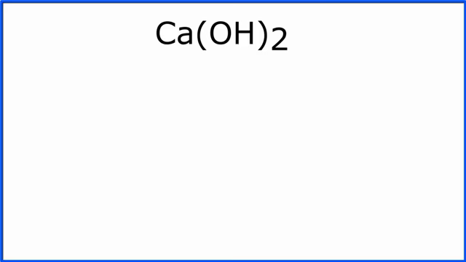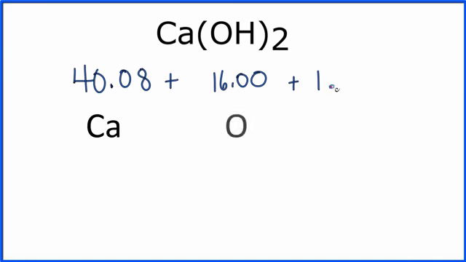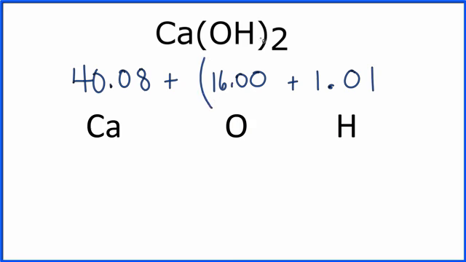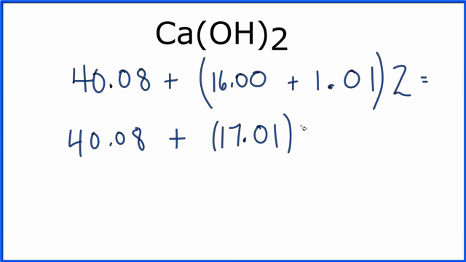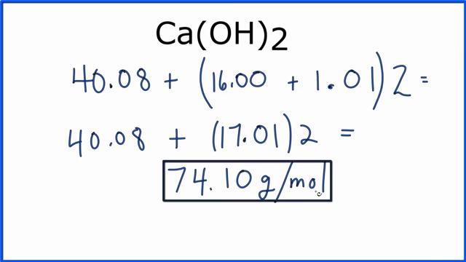So first, I'll write down the atomic mass for each of the elements. And then I'll put the parentheses around the elements just like they show up in the formula. And because I have this 2 right here, I'm going to multiply everything by 2. Once I do that, I then have 40.08 plus 17.01 times 2, and then I'll just add these two numbers together to get the molar mass for calcium hydroxide, CaOH2.